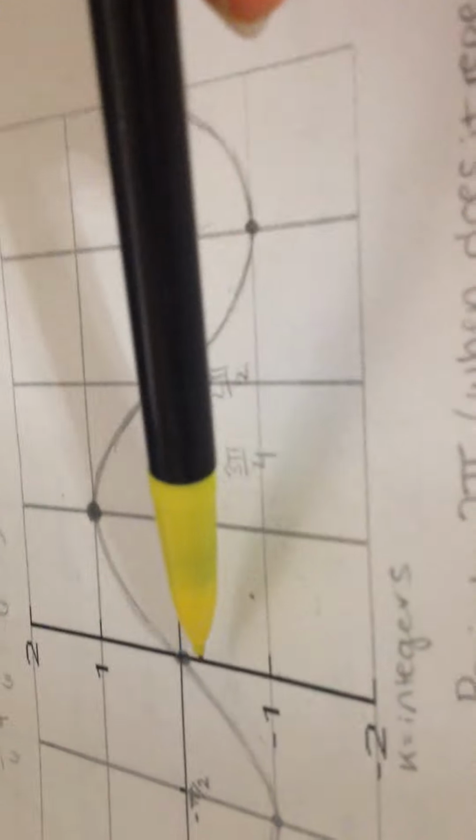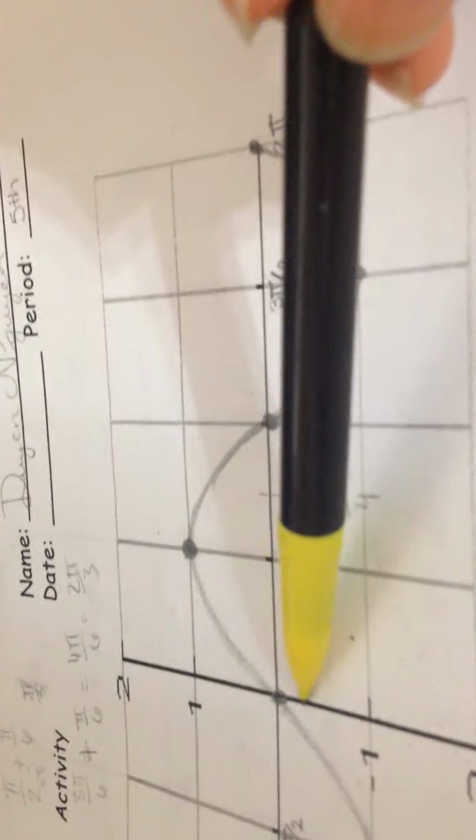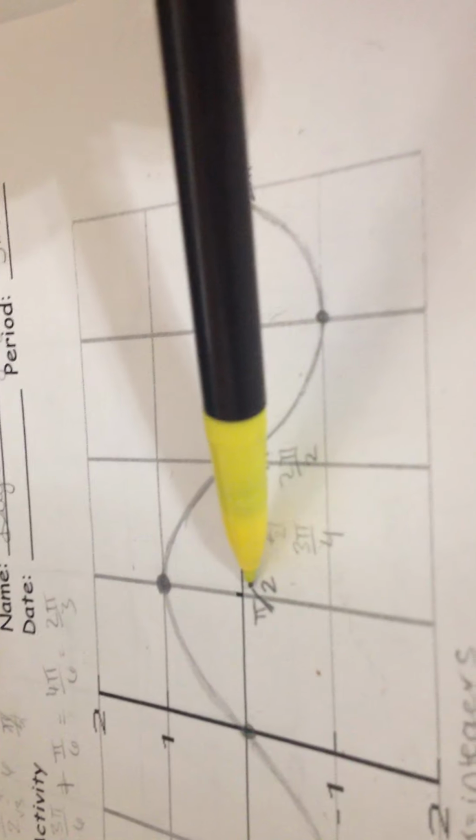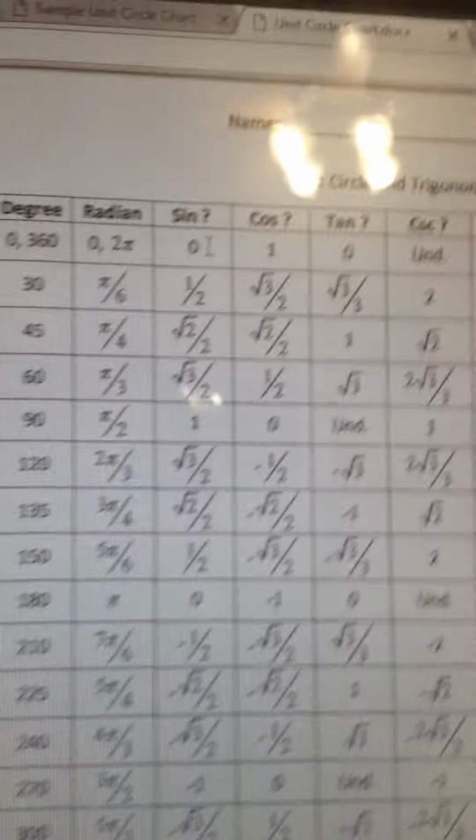Okay? And then when it's 0 degrees, the y coordinate is at 0. When it's pi over 2, 90 degrees, sine will be at 1. And when it's at pi, sine will be at 0 again. It just follows the values on this sheet right here. Okay? And then for all of these graphs, you're going to need to know everything that's listed on here.